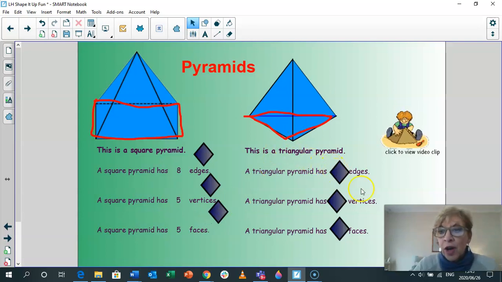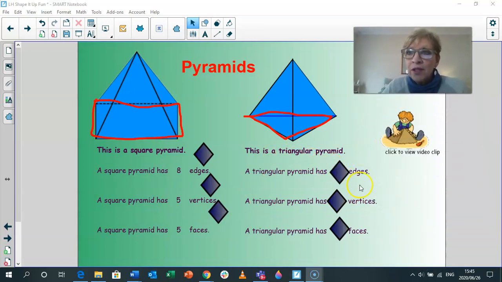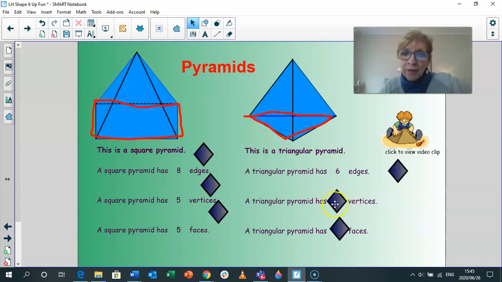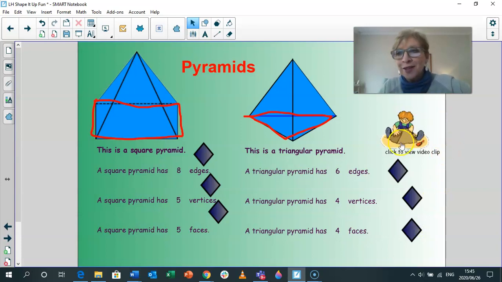Now, this is a triangular pyramid. A triangular pyramid has got how many edges? 6 edges. 1, 2, 3, 4, 5, 6. Hard to show on screen. And a triangular pyramid has got how many vertices? 4 points, right? And a triangular pyramid has got how many faces? 4 faces as well.